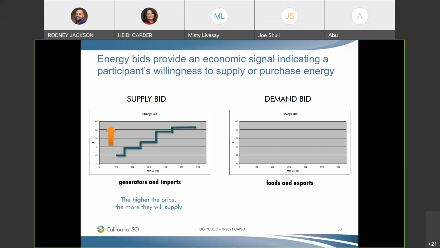These prices are meant to reflect their cost of providing supply. There's a soft bid cap of $1,000 and a bid floor of negative $150. The bid submitted must be within this range. The scheduling coordinator for demand also submits bids by letting the market know how much they're willing to buy in terms of megawatts. The lower the price, the more they're willing to buy, as denoted here on the graph.